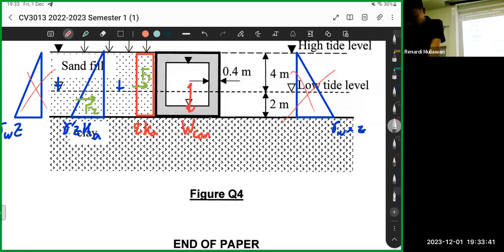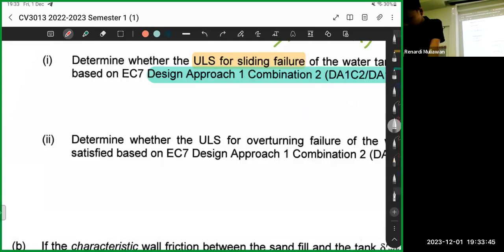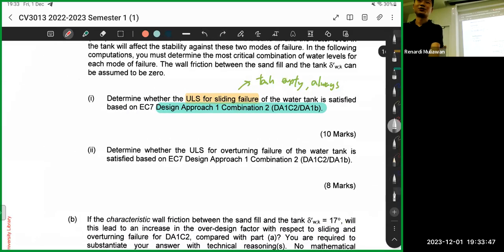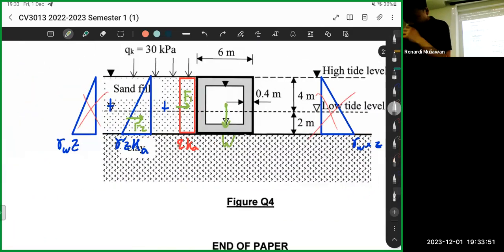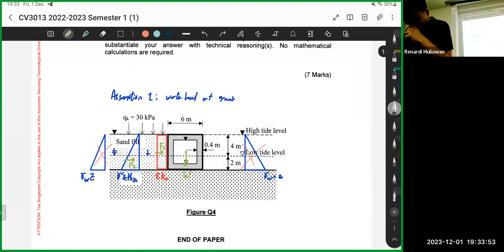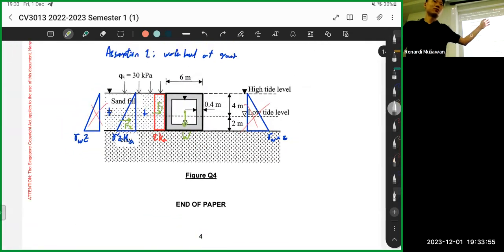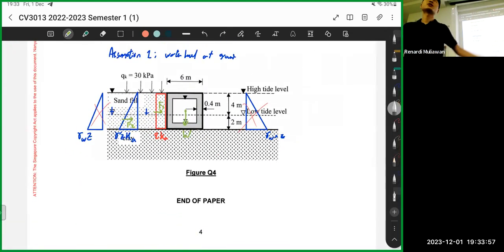So we have three forces. If you see my solution, I think I included the water just to show. But anyways, this is your first case. So you just need to find the forces. Sorry, not the moments. Sliding is just the forces.